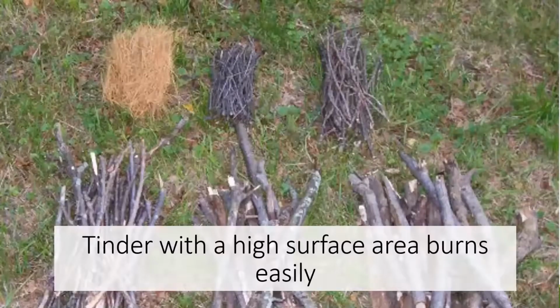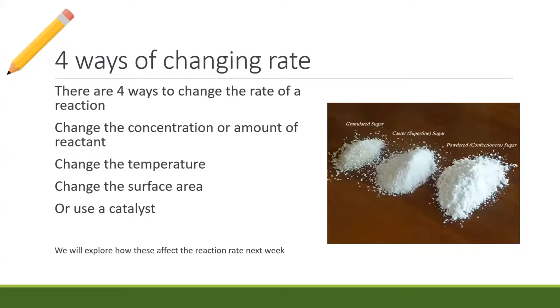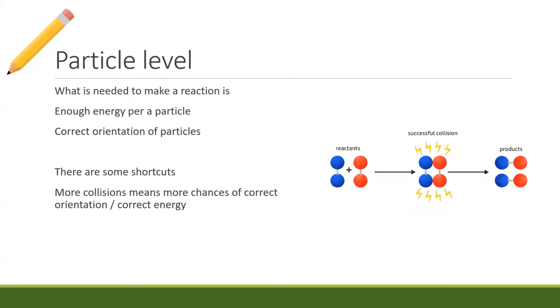Before we do that, let's talk about what we did last time. Last time we talked about two things: temperature and surface area. We said that in order for a reaction to go, you need to have energy and you need to have correct orientation. The main way that we make sure that we've got enough energy and enough correct orientation is by giving more collisions. More collisions means more chance of correct orientation and correct energy.